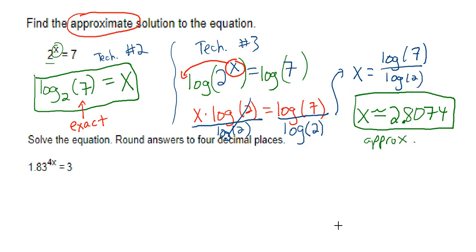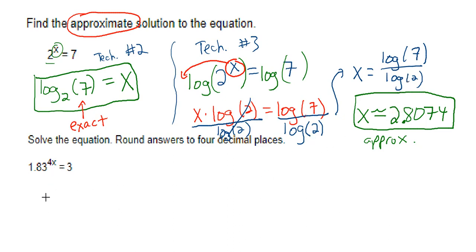Okay, so you have to pay attention to the directions. If the directions say, solve this equation, give the exact solution, you want to leave it in logarithmic form. So the quickest way to do that is just convert it directly to a logarithm, and you don't care what the base is because you're just going to leave it as a logarithm. But if the directions say, approximate the solution, you're going to have to use this technique, so you can use a log base 10 so you can plug it into your calculator.